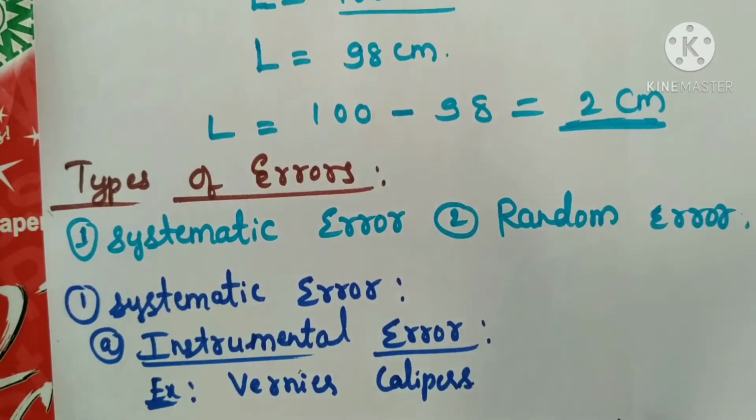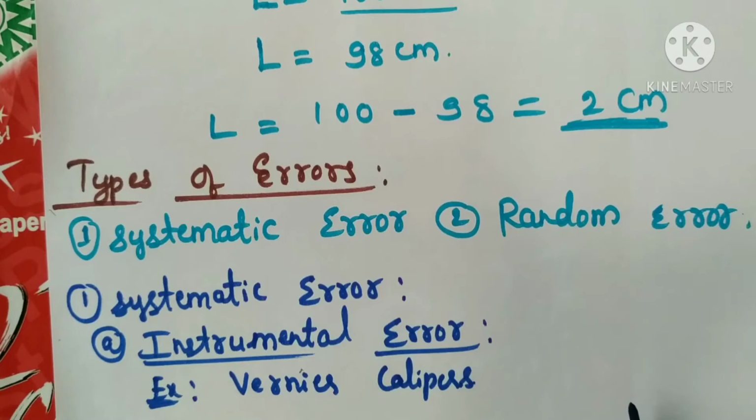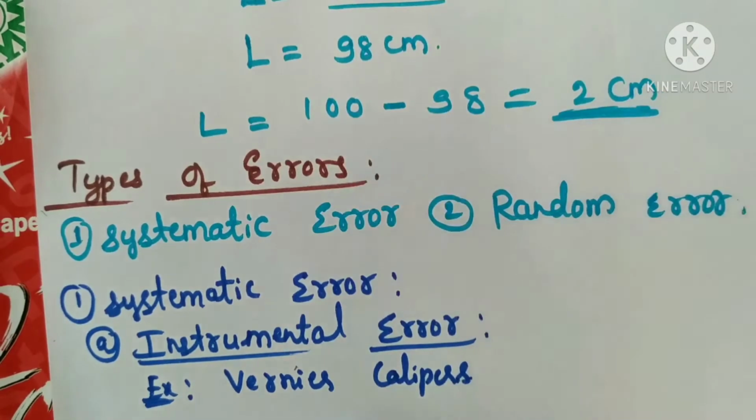And with the help of that vernier calipers, if you measure the length of any object, you may not get the proper readings. Whatever readings are measured from the vernier calipers will not match the true value, the standard value. So this is one example.